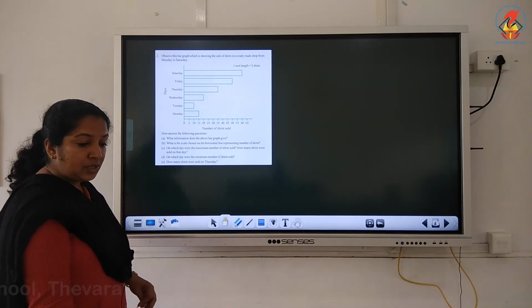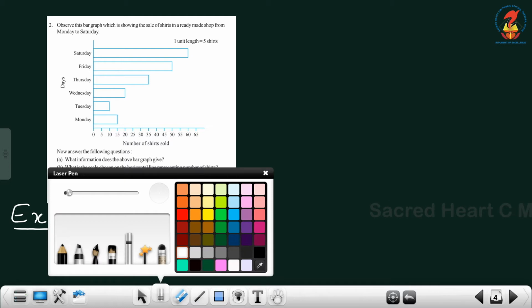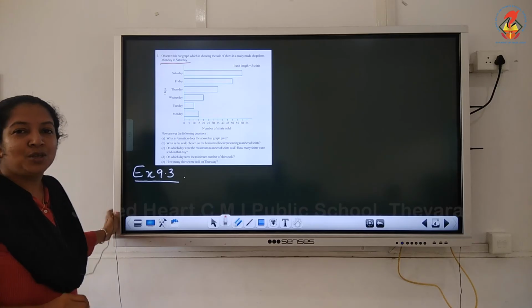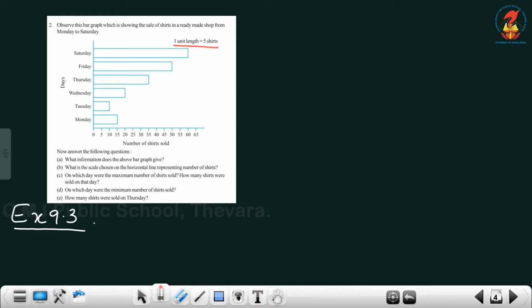Next question, Exercise 9.3, second question. The question is this: observe this graph which is showing the sale of shirts in a ready-made shop from Monday to Saturday. So, number of shirts sold is given, and one unit length is equal to 5 shirts. See, they have taken 0, 5, 10, 15, 20, 25, etc., 65. And here they have taken Monday, Tuesday, Wednesday, Thursday, Friday and Saturday.